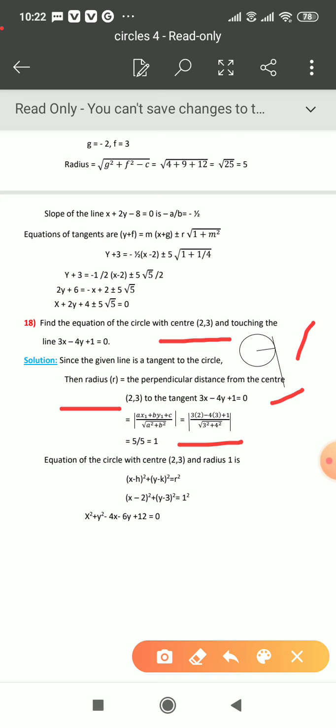Now the center is given, and we have found the radius. So the equation of the circle with the center 2, 3 and radius 1 is x minus h whole square plus y minus k whole square is equal to r square. Here h, k is the center 2, 3, and the radius r is equal to 1. Substitute the values: x minus 2 whole square plus y minus 3 whole square is equal to 1 square. Simplify: x square plus y square minus 4x minus 6y plus 4 plus 9 is 13, 13 minus 1 is 12, is equal to 0. This is the equation of the required circle.